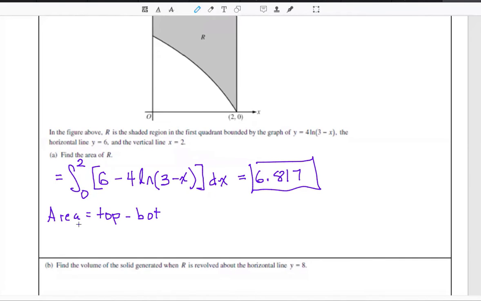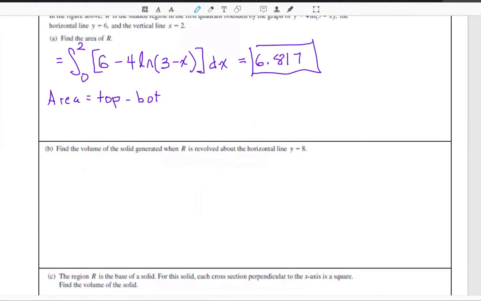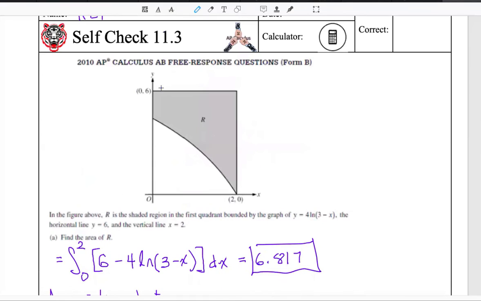Okay, so part B, find the volume. When I'm rotating around the horizontal line y equals 8. So here's y equals 6. y equals 8 is above that, somewhere up here, which is going to make things reverse, right? So now my outer function is actually going to be this curvy natural log function.